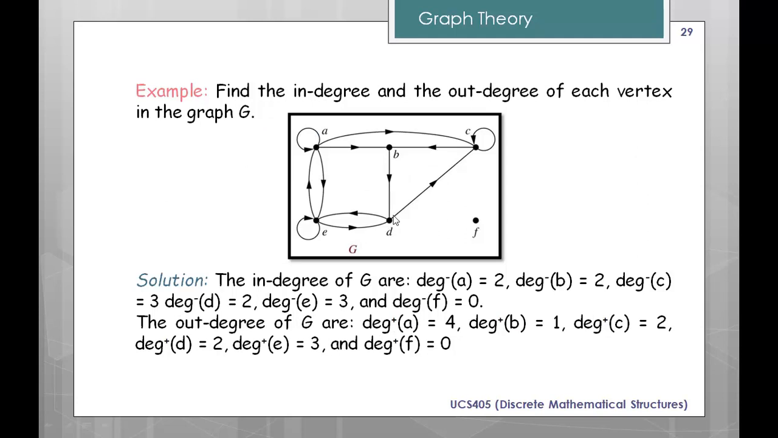Next is the directed graph, in which we have two types of degree: in degree and out degree. In degree means incoming edges on that particular vertex. Out degree means outgoing edges from that particular vertex. See the example here. We have A. On A, how many incoming edges are there? But what about the case of a loop, if a node contains a loop? In an undirected graph, the degree of that vertex is 2. But in a directed graph, 1 will be added to the in degree and 1 will be added to the out degree.